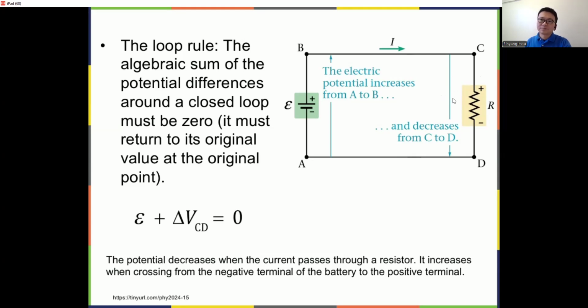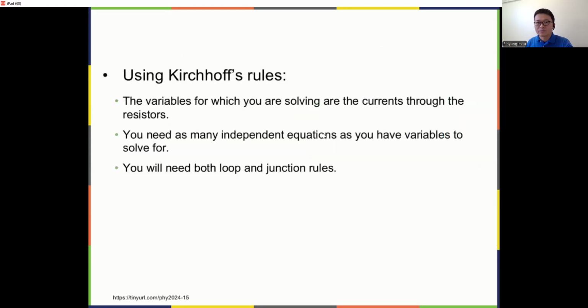Now, if your loop goes against the direction of the current, let's say you are going from A, D, C, B, then you will have an increase because the current and loop direction are against each other. So the voltage change will be positive. And going from the positive terminal to the negative terminal of a battery, the voltage change will be negative. So these are Kirchhoff's rules.